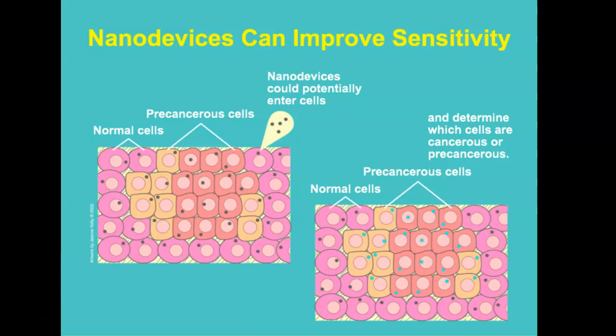Here's just an illustration of just how it really can improve sensitivity, showing how they can determine, depending on what cells they're targeting, maybe precancerous cells versus normal cells, or start to accumulate in particular cells so that you could visualize them.